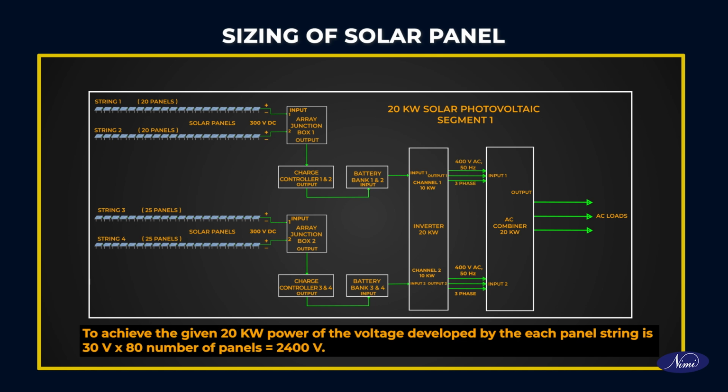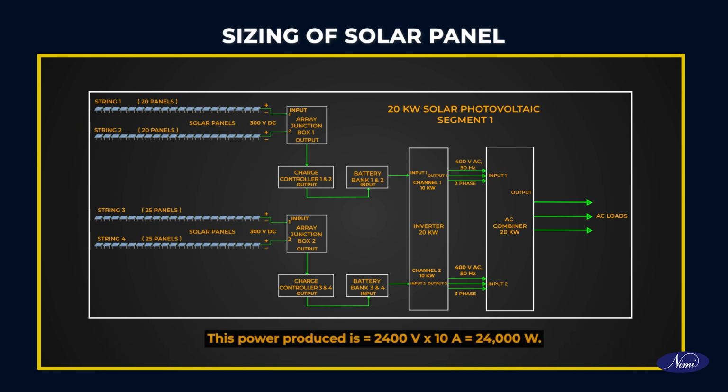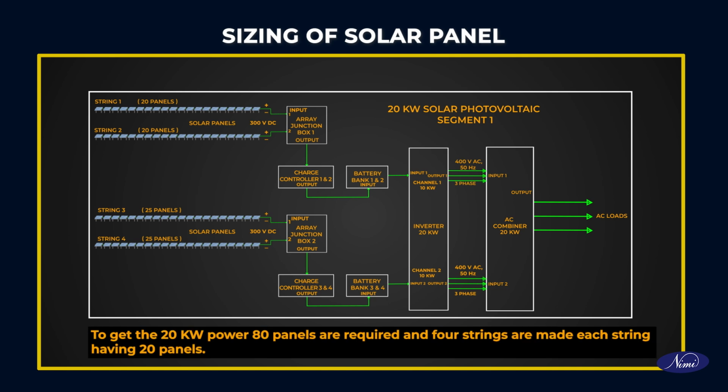To achieve the given 20 kilowatt power, the voltage developed by each panel string is 30 volts multiplied by 80 panels, which is equal to 2400 volts. The power produced is 2400 volts multiplied by 10 amperes, which is 24,000 watts. To get 20 kilowatt power, 80 panels are required and 4 strings are made, each string having 20 panels.